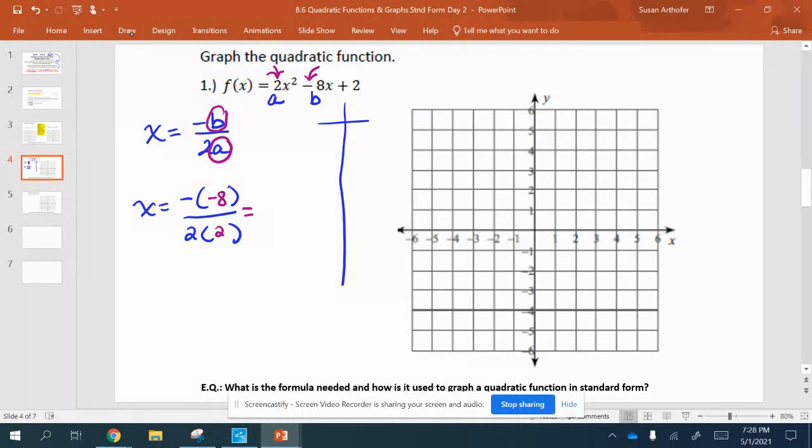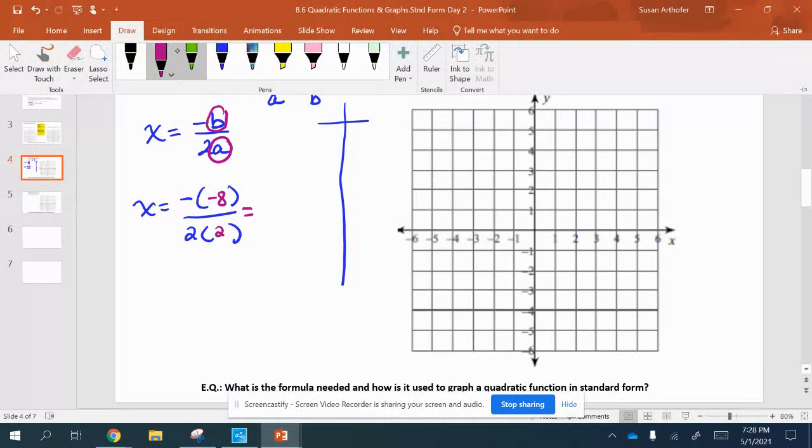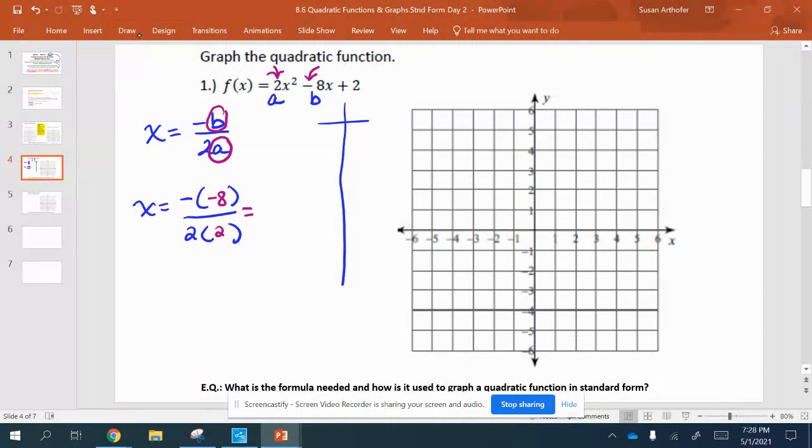If you don't get this value correct at the very beginning of graphing a quadratic, then your points won't come out correct. So on the top is negative 8, which changes to positive 8. On the bottom is 2 times 2 is 4. 8 divided by 4 is 2. So in our t-chart for the x, we get 2. We put that in the middle of the t-chart.